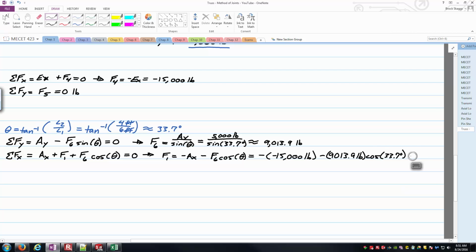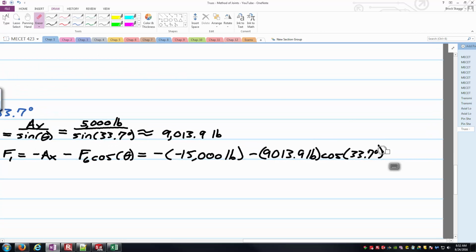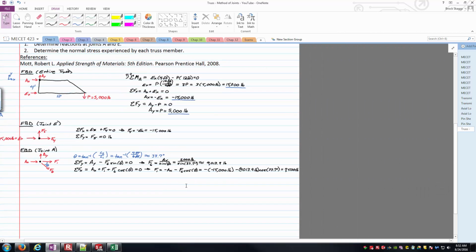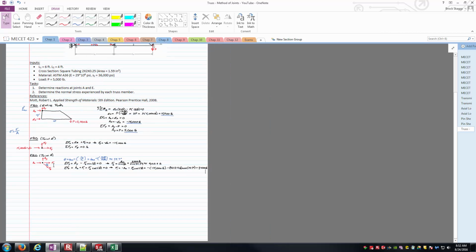Here, I might be able to split that in there fairly close. Let's see what that value is. 15,000 minus the 9,013.9 times our cosine of the angle, 33.7. That's actually equal to 7,500 pounds. Notice it's also a positive value, so direction is assumed correct on this free body diagram as far as the arrow goes, and it means that it is in tension.